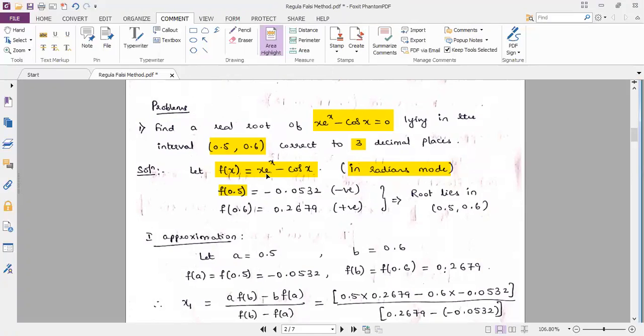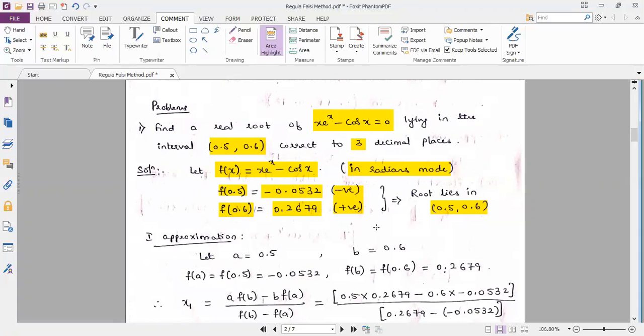F of 0.5, substituting x is equal to 0.5 in the f of x function, we get minus 0.0532, a negative value, and f of 0.6 will be substituting x is equal to 0.6 in the function f of x. F of 0.6 will be 0.2679, a positive value. So we observe that 0.5, 0.6 was the given interval, and the f values at 0.5 and 0.6 are of opposite signs, negative and positive. So the root clearly lies in the interval 0.5, 0.6.